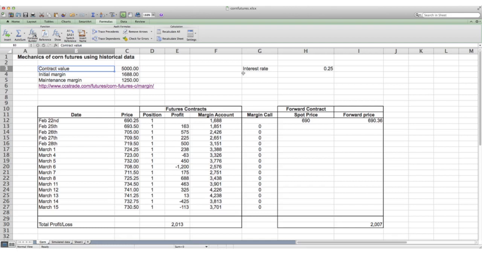So we want to consider a situation where an investor is buying one futures contract for 5,000 bushels of corn. So the contract value is 5,000 bushels. The initial margin that this investor is asked to put into the margin account is $16.88, so $1,688. The maintenance margin is going to be $12.50, which is $1,250. And these numbers are going to be scaled by the number of contracts that the investor wants to hold. So for one contract, it's $16.88 as the initial margin and $12.50 as the maintenance margin. And these numbers are taken from the website quoted over here.